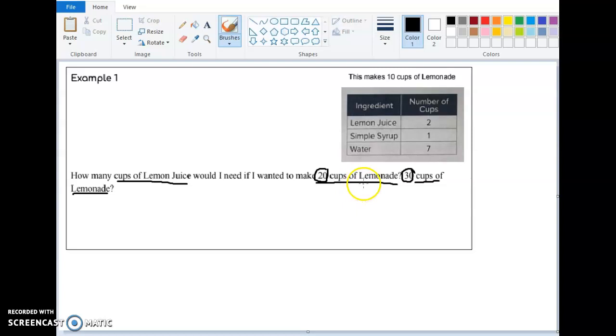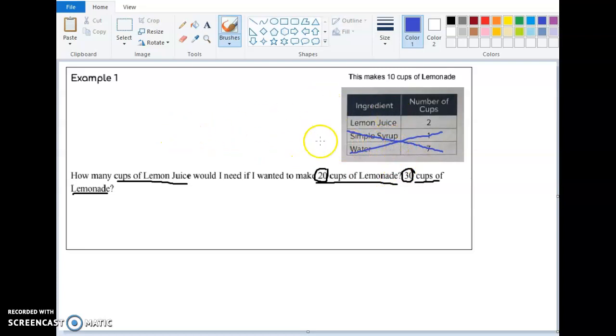I've circled my numbers. Okay, let's look at this table, see if there's anything important in it. Okay, it says that this table makes 10 cups of lemonade. Good to know because I care about lemonade. 2 cups needed of lemon juice. 1 syrup. 7 water. I don't care about syrup and water right now, so I'm just going to put an X through them so I don't have to worry about them at the moment. Make it light in case we need it later.